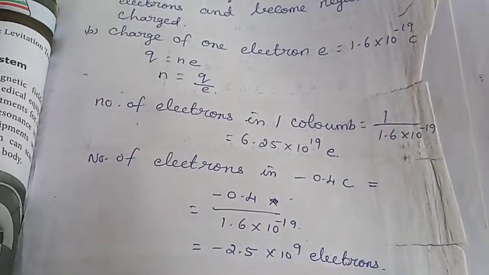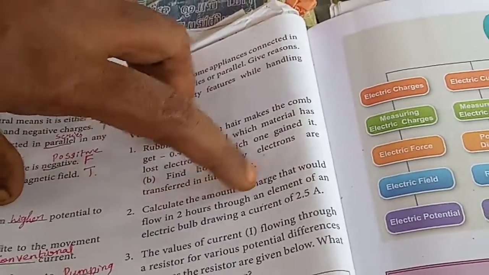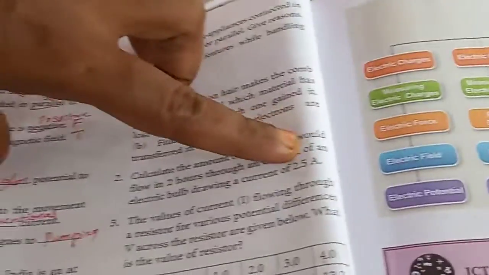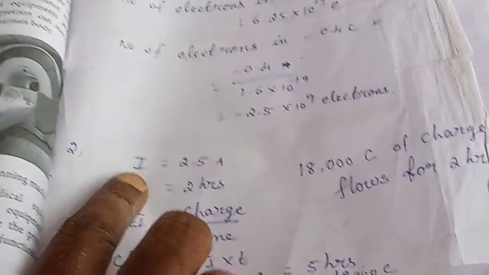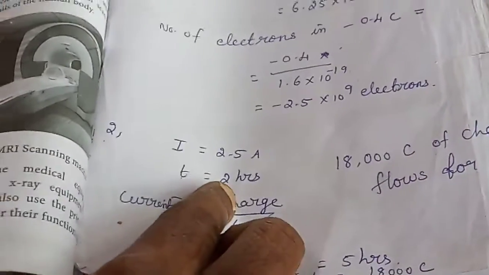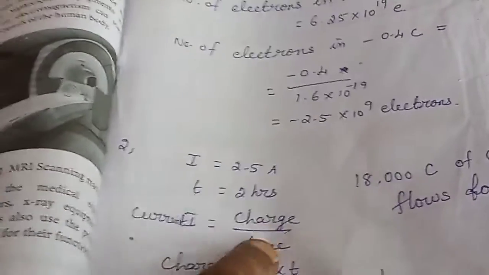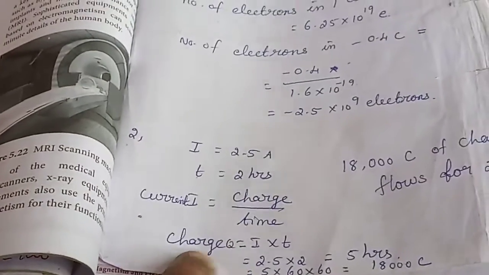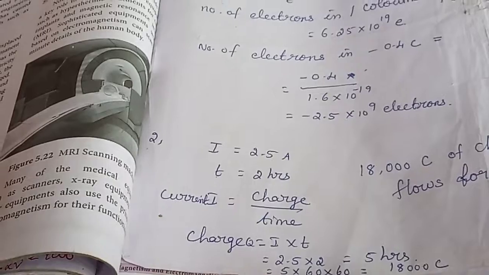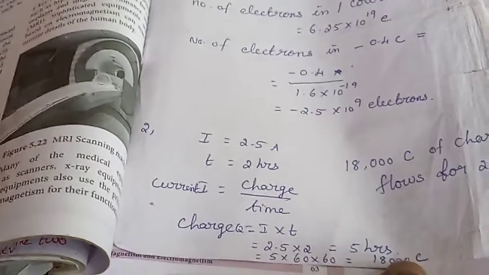power 9 electrons. The second question, calculate the amount of charge that would flow in 2 hours through an element of an electric bulb drawing a current of 2.5 ampere. First you have to write given: current I equal to 2.5 ampere, time equal to 2 hours. Then current I equal to Q by T, charge by time. So from here, charge you have to find, Q equal to I into T. Just multiply and you will get the answer. Hour change into second, that's 60 into 60. Multiply and you will get this answer.